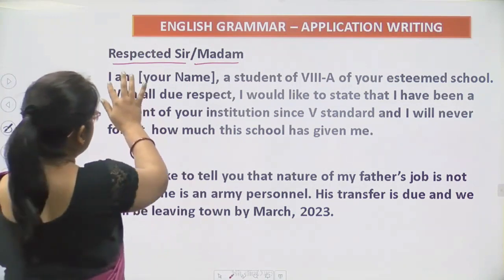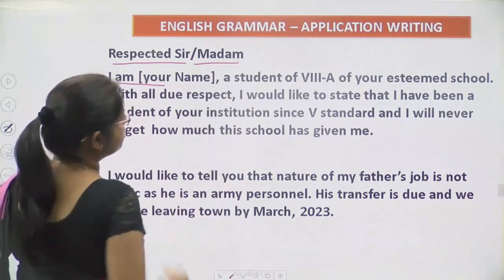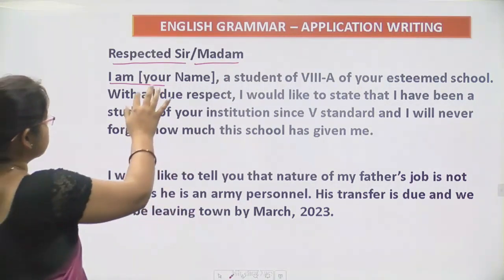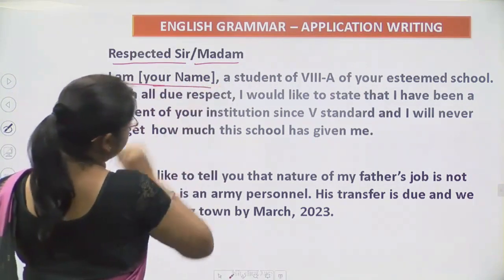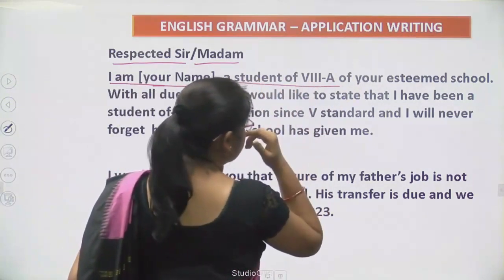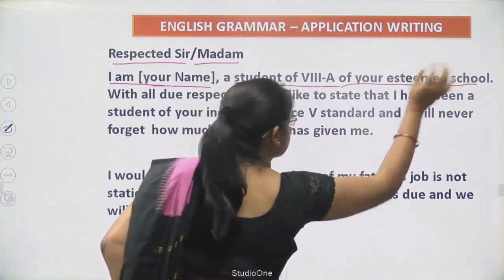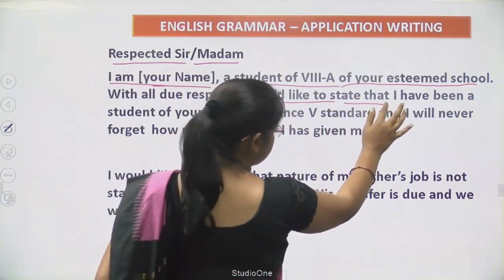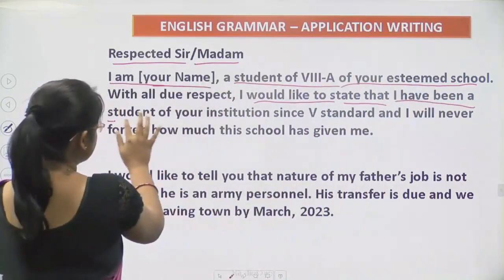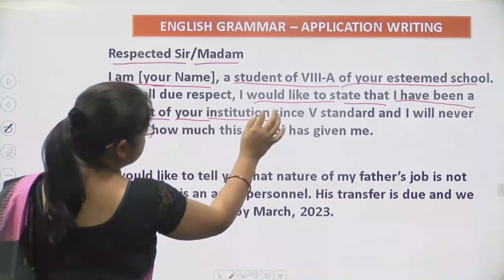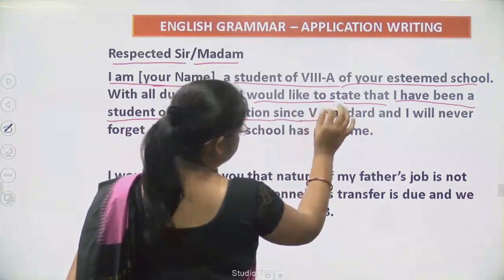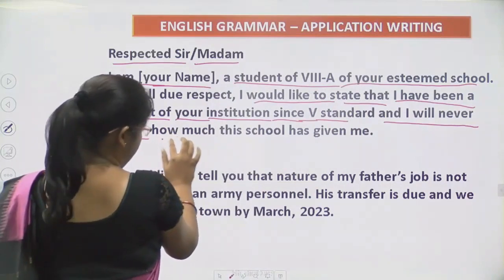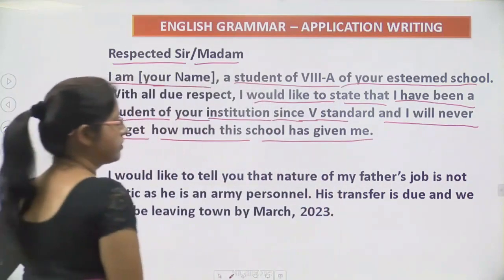Then in the first paragraph you have to introduce yourself in every application. First, I am, put your name, student of Class 8, Section A of your esteemed school. With all due respect, I would like to state that I have been a student of your institution since Class 5 standard, and I will never forget how much this school has given me.